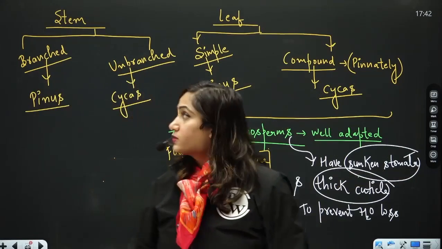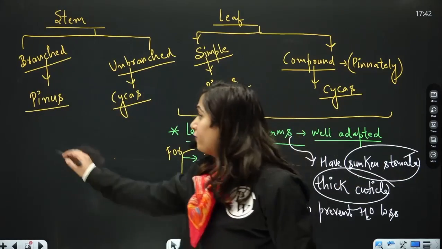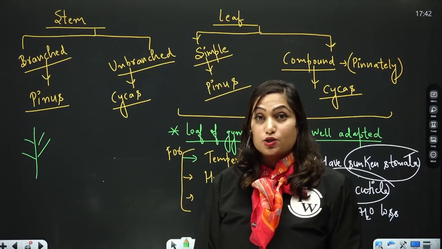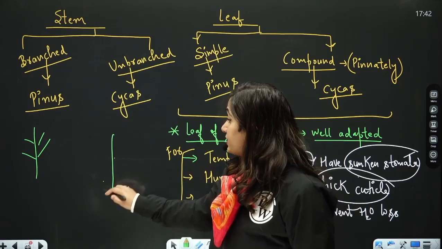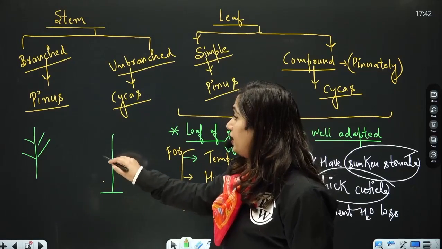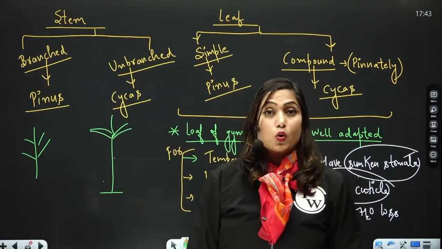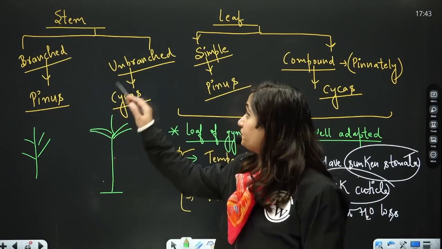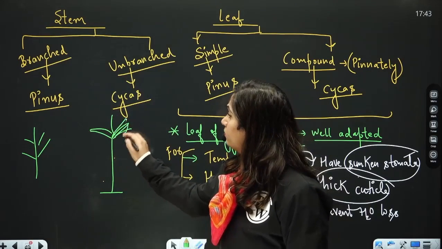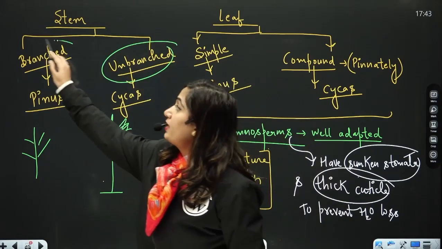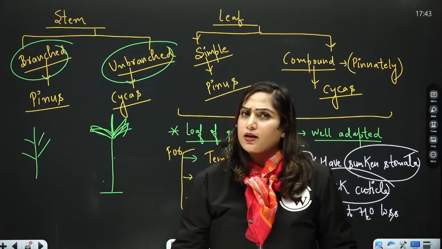Now discuss the stem. Yes, this is again important. If the stem has lateral branching, that means it is branched. But the stem of the Cycas does not have any lateral branching. It bears leaves at the top. Right? So the stem of Cycas is unbranched and the stem of Pinus is branched. This question can come directly.